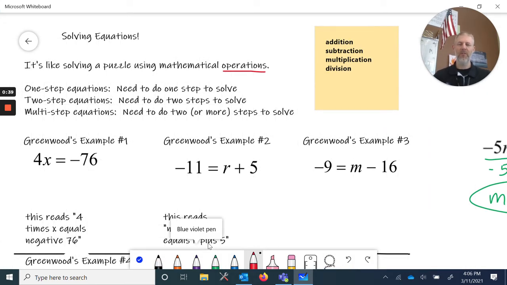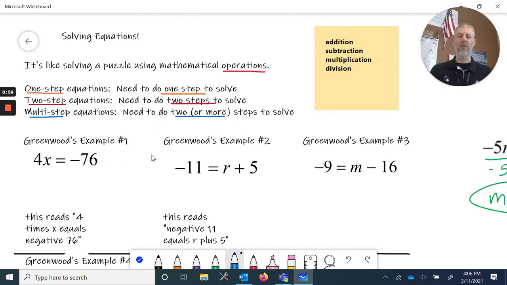We'll do things like parentheses and distribute a little bit as we get farther along. So basically a one-step equation, you have to do one step to solve. A two-step equation, you have to do two steps to solve. And then you'll see things called multi-step, which just means you're doing two or more. So usually that's referred to things like parentheses and other mess. So step one is to solve a one-step equation.